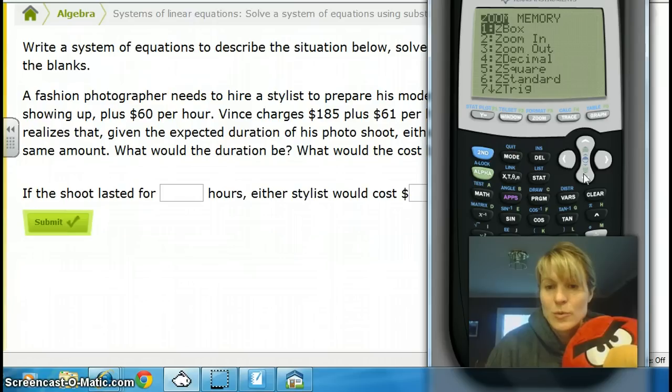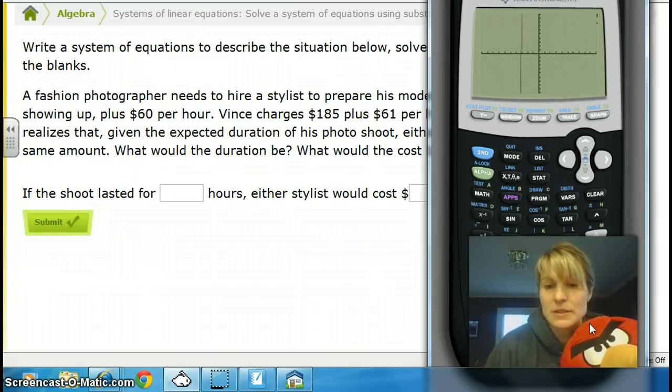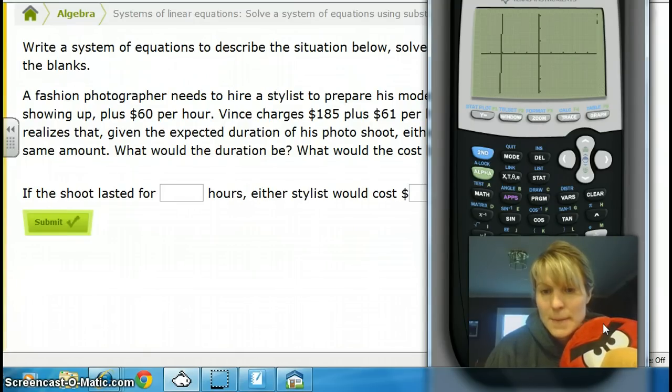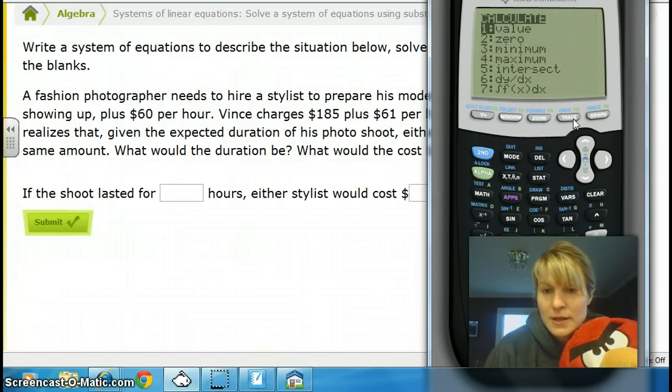Your graph will probably be in the standard mode first, so your graph is going to look like this with the 10 by 10. Clearly, we can't really see where this intersection is, so we want to go zoom and out and hit enter. And it's pretty hard to tell, but they're crossing somewhere in here. So good thing we've got this function called intersection here. That's under trace, calc, and blue.